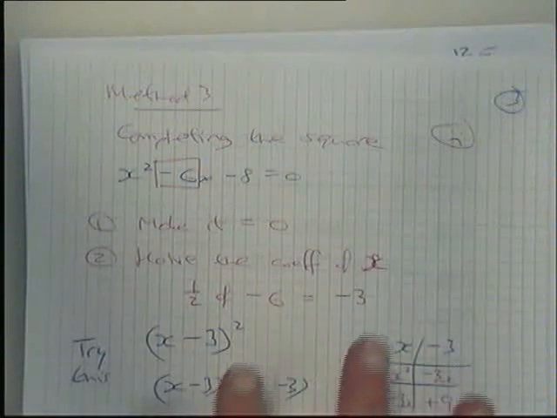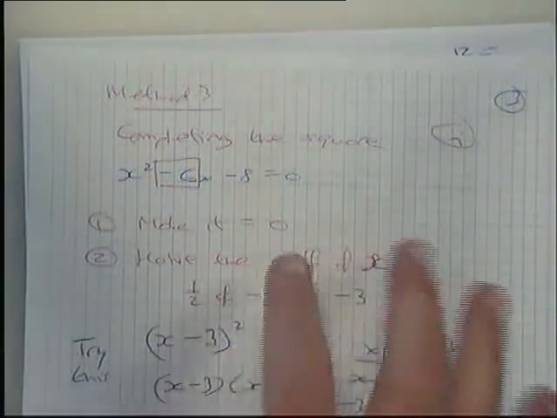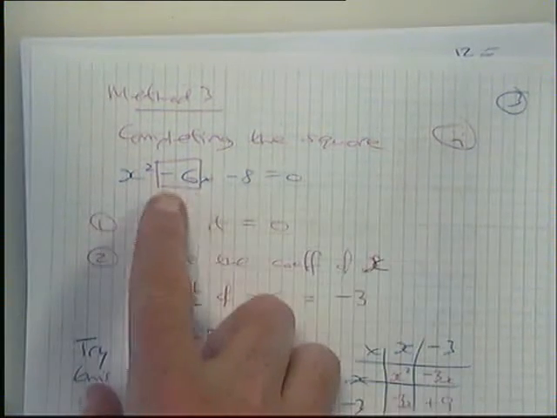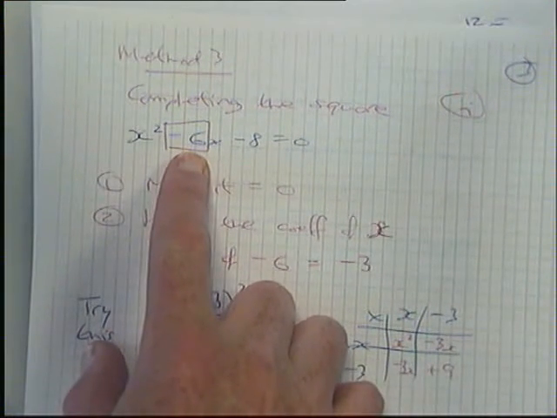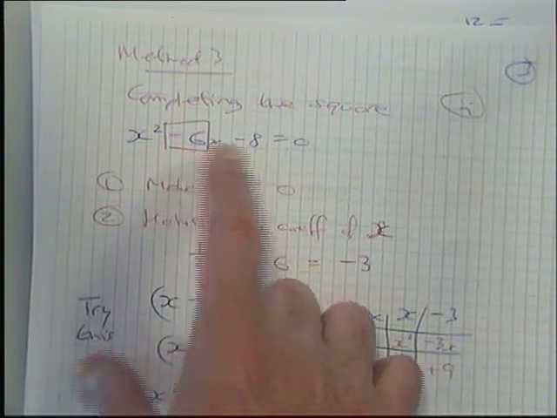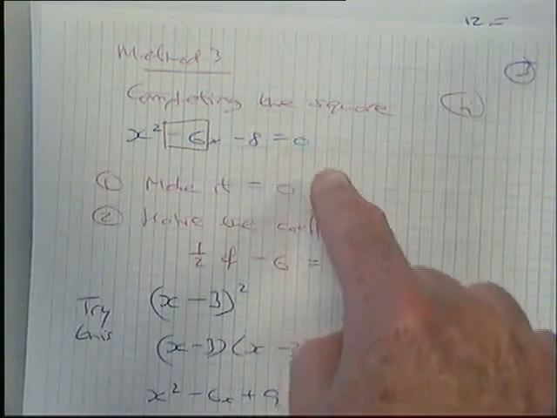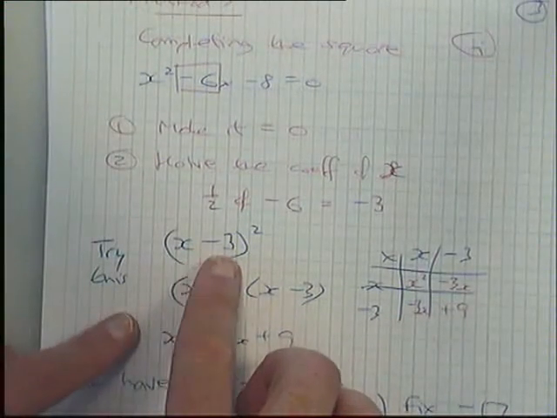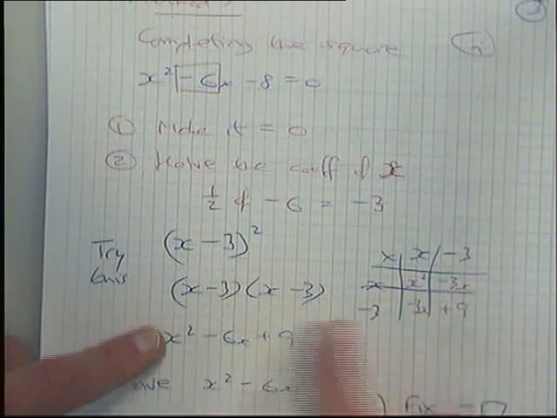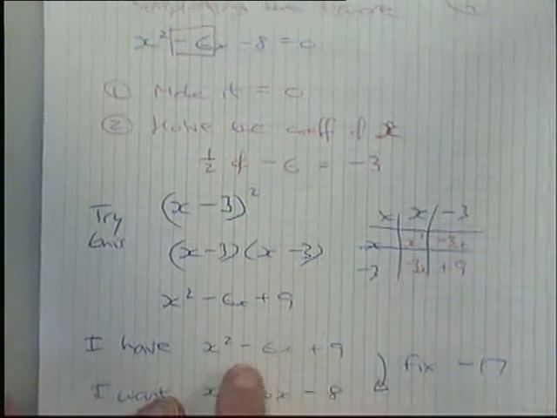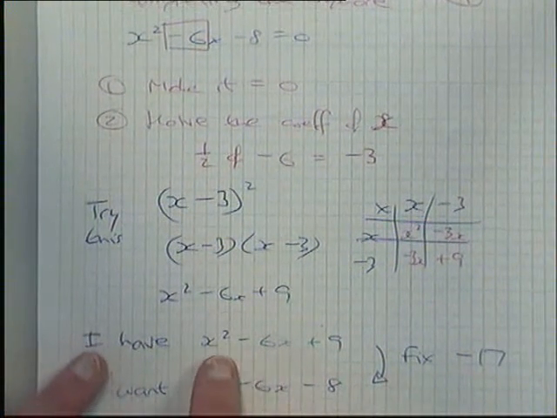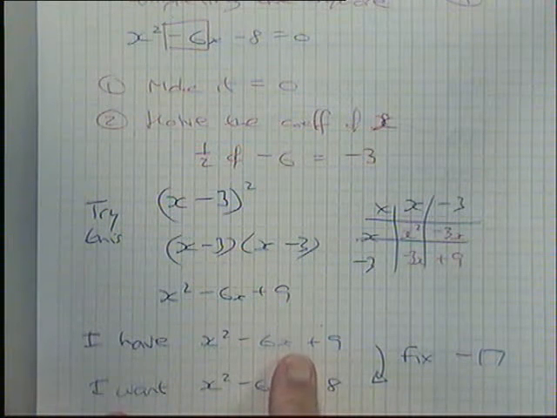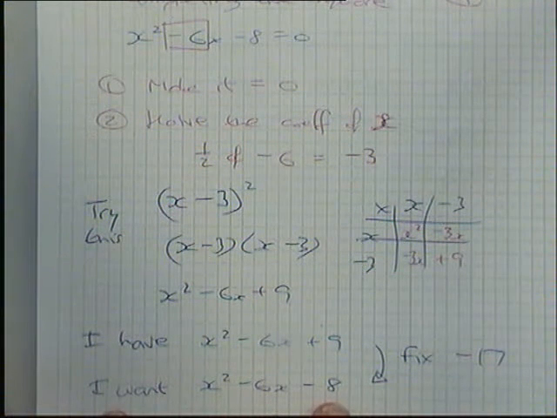So this is how we finished last lesson on completing the square. We had an example, this one you should have with you in your books. First thing we did, however the number in front of the x was, we halved it, well after we made it equal to 0. So we tried x minus 3 all squared. Multiply it out any way you like, and then we came up with something. I said, so I have this. But it wasn't what I wanted. I wanted this from the question.